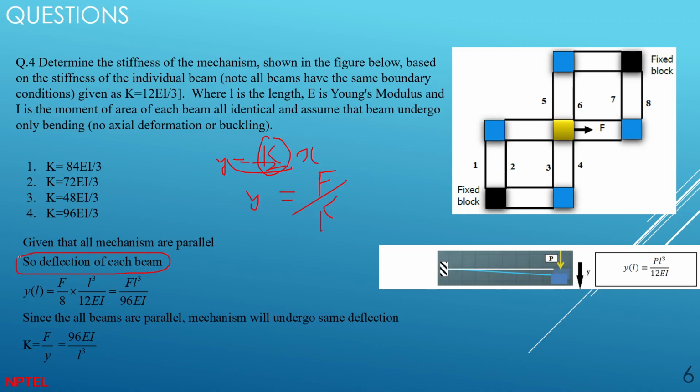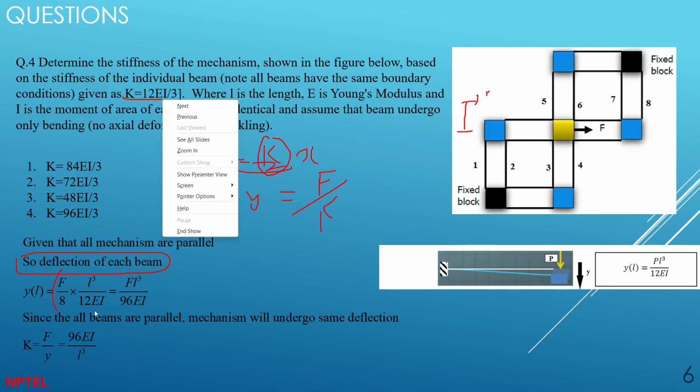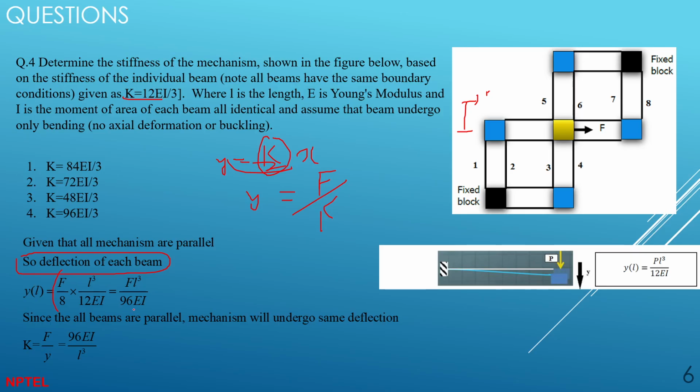So the force will be distributed here, right? If F is applied here and you consider only one beam, then it will be F by 8. The stiffness is given to you, which is 12EI by L cube. You do this and you will get FL cube by 96 EI. When you divide it by y, it is 12 multiplied by 8, 96 EI by L cube. In this manner, you need to solve this kind of question.